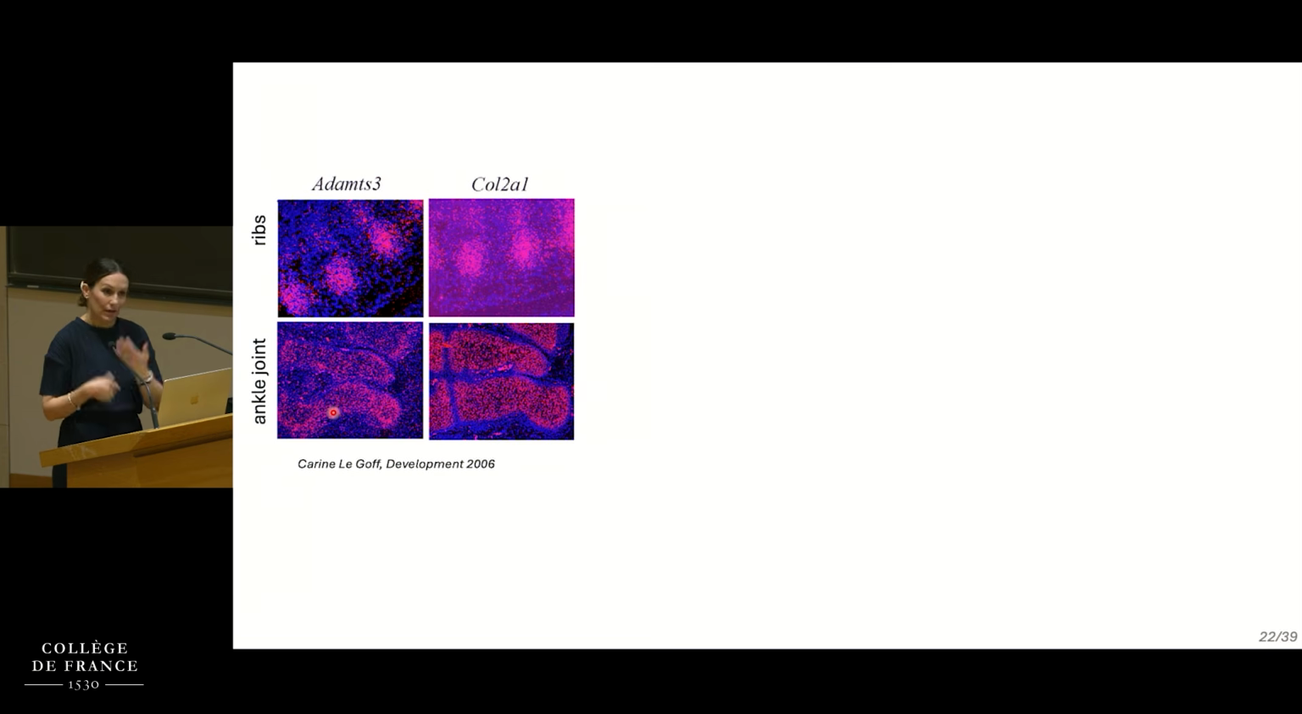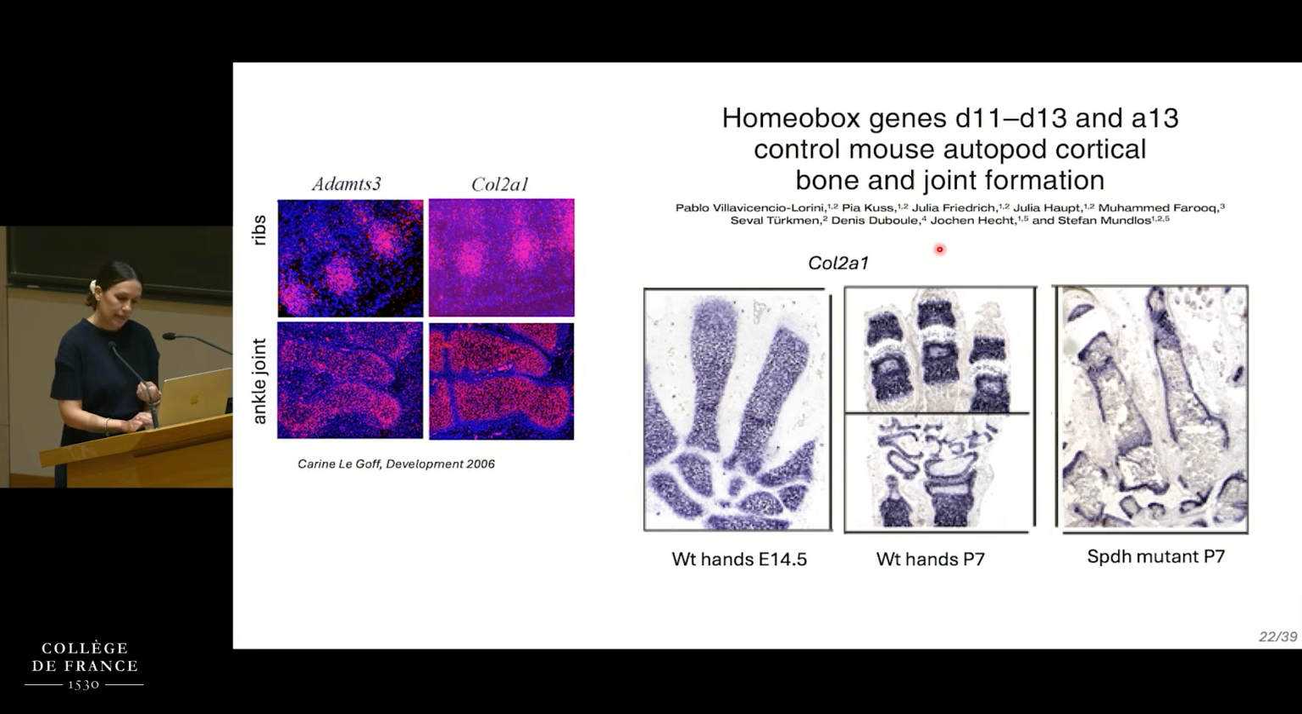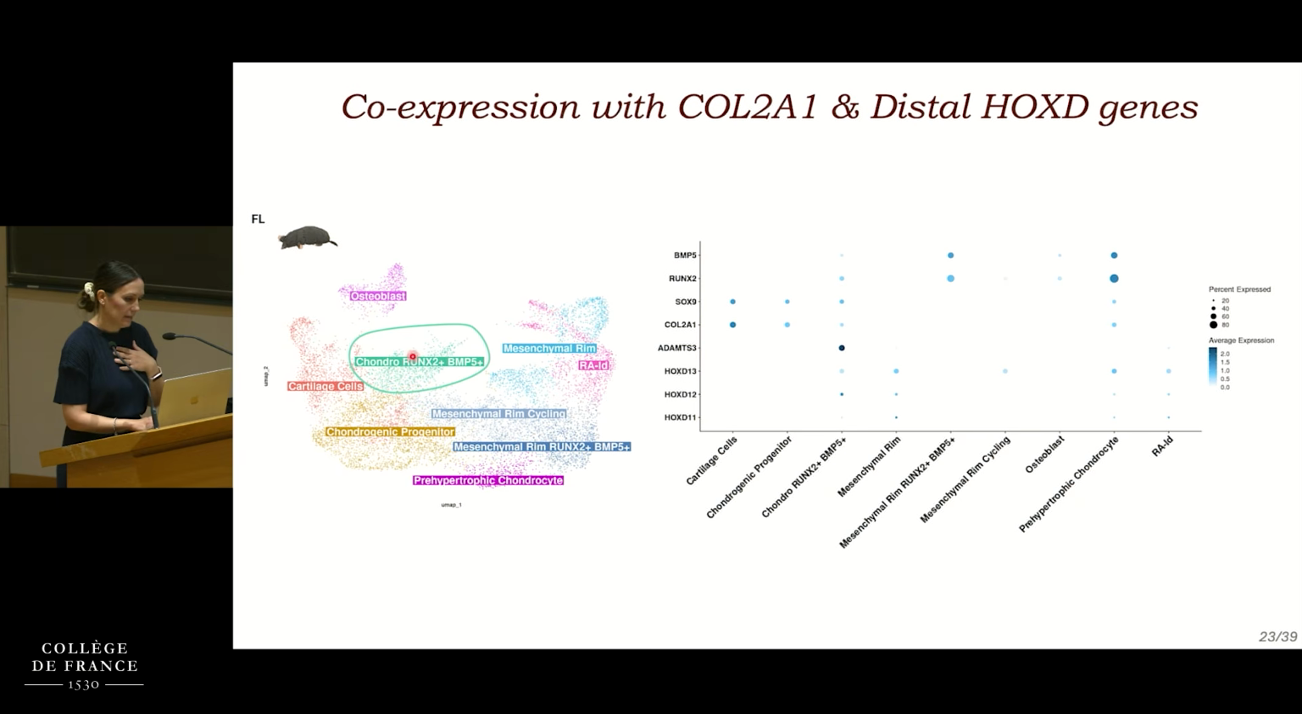And that made me think of a historical paper from many years ago from the lab of Stefan Mundlos, also in collaboration with Denis Duboule, where I saw a similar pattern of COL2A1. In the wild-type situation, COL2A1 is expressed in the digits, and at a later stage, it's expressed around the carpal bones. But in this paper, they had several mutants for the HOXD genes, and then COL2A1 is expressed in the surroundings of the digits. Then it made me wonder if COL2A1 was also co-expressed in this chondro RUNX2 BMP5 population.